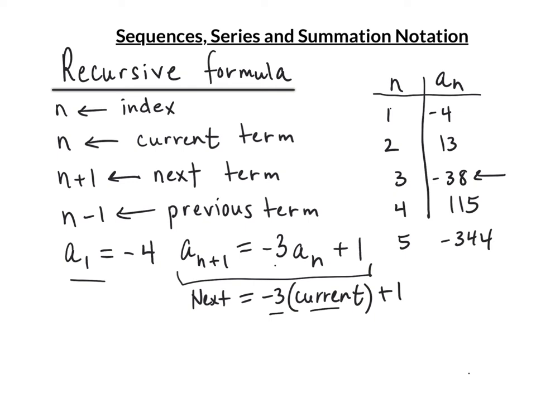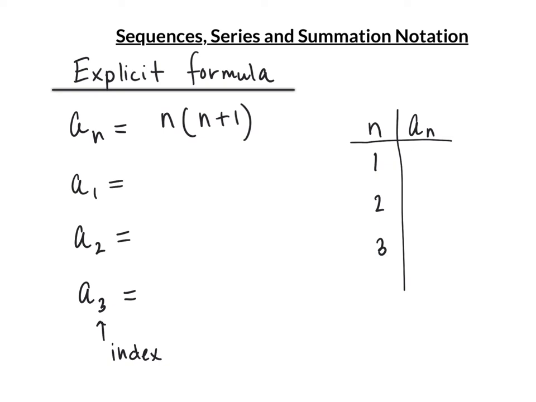Here's an example of an explicit formula. A sub n equals n times n plus 1.